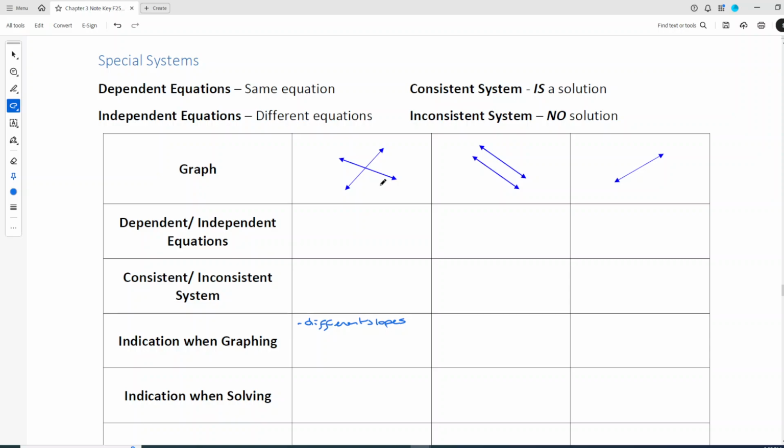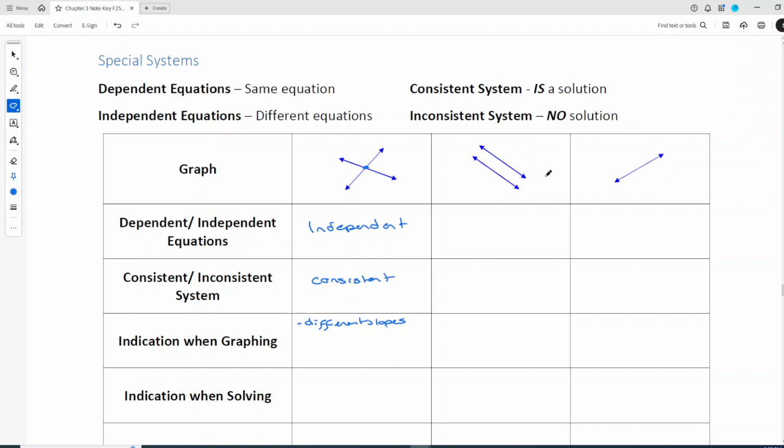Now, do you think these would be dependent equations or independent equations? Would they be the same equation? Could you be the same equation and graph two different lines? No. These are independent equations. Is there a solution or is there no solution? Is it consistent or inconsistent? Well, there is a solution. It's where they meet. So this would be a consistent system.